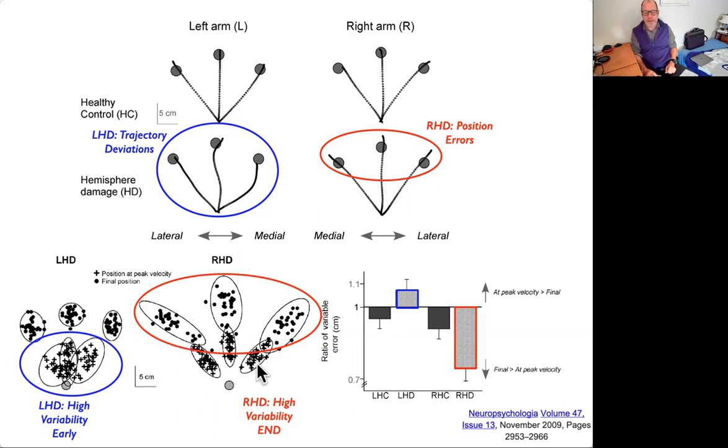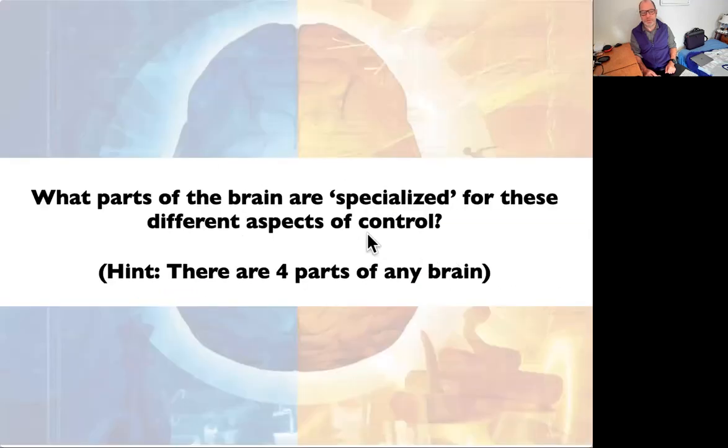Right hemisphere damaged patients at peak velocity had lower variance than they had at the end of their movement. They had trouble stopping. Left hemisphere damaged patients at the end of their movement had lower variance than they did at the beginning of their movement. So they had problems starting, but not so much stopping. And this was systematic across patients. So this was with their good arms.